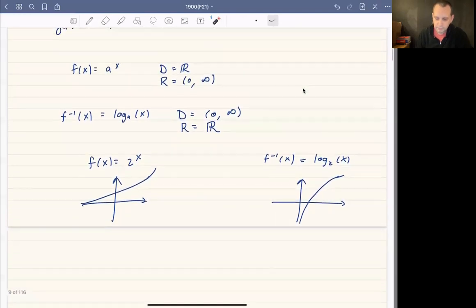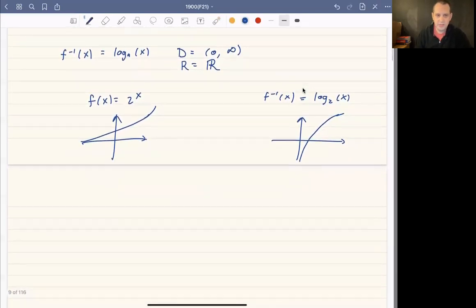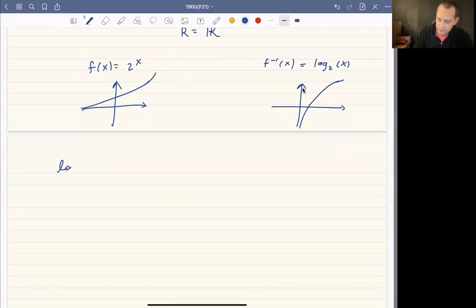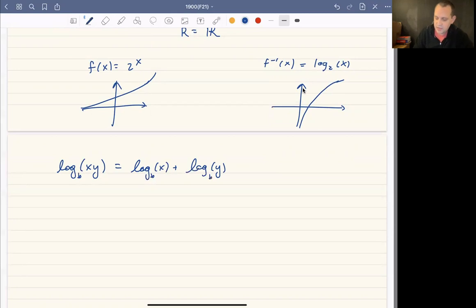There are a few different logarithm rules that I want to bring to your attention. If you have the log of a product, that's going to be the sum of the logs. I don't really care what the base is. You can write base b if you want. Let's take one step back.